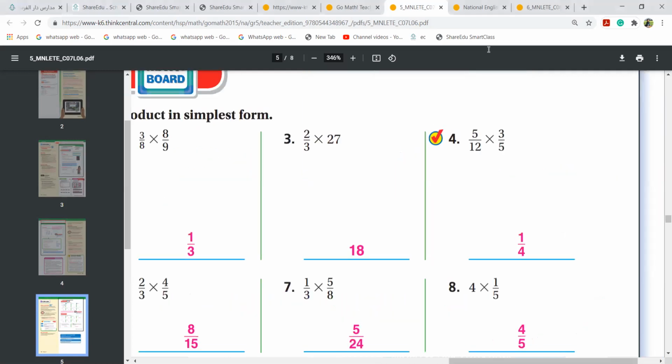Come on, this one. Come on, multiply the numerator. 5 times 3, 12 times 5. So I get 5 times 3 is 15, 12 times 5 is 60. 15 and 60, they come in the timetable of? Let me check. 15 times what gives me 60? Let me check. 15 times.